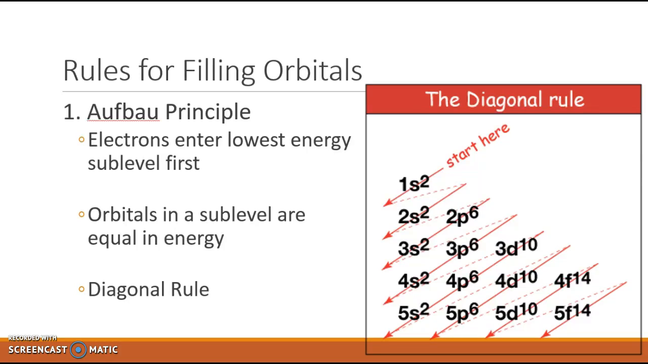The orbitals in a sublevel are also equal in energy, and then it uses this diagonal rule as a cheat sheet to help you. Looking at this on the right here, the idea is that you start at the top. So the order in which you fill them starts with the 1s and then goes down to the 2s, then the 2p, and the 3s, and the 3p, the 4s, and the 3d, and the 4p, and the 5s, and so forth. So we're going to keep that in mind as we get started in a minute.